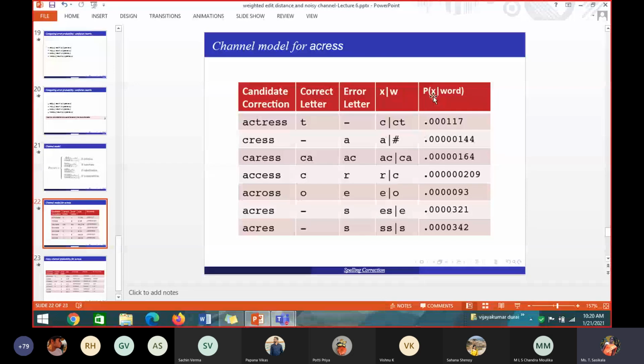For the second one, insertion. Null is the correct word. It is replaced by what in the error word? It is replaced by A. So that probability they have given as some probability, point this one.